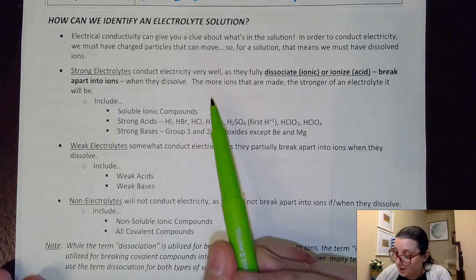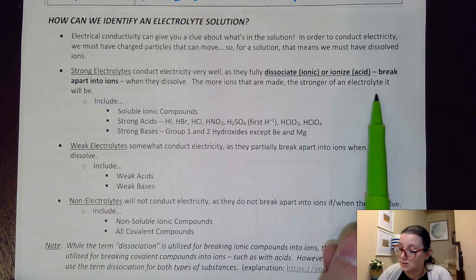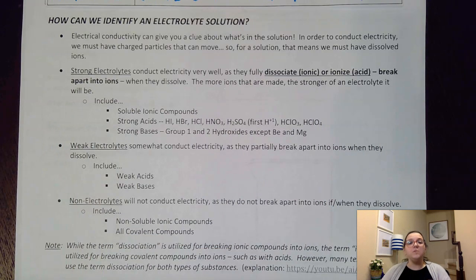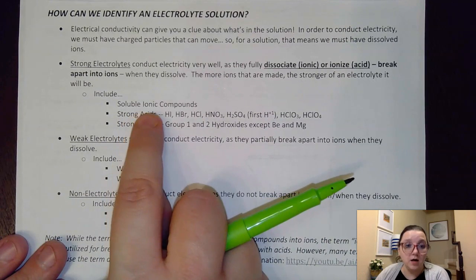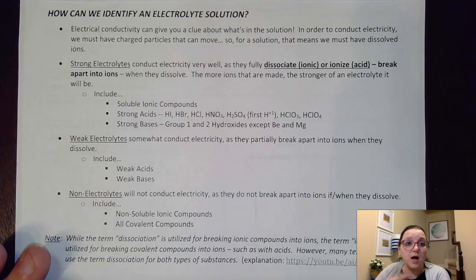The more ions that are made, the stronger of an electrolyte it will be. So the more dissolved ions I have, meaning maybe the higher the concentration of the ions, the better electrolyte conductivity we're going to get out of the deal. These include soluble ionic compounds. So any ionic compound that does dissolve will be considered a strong electrolyte.